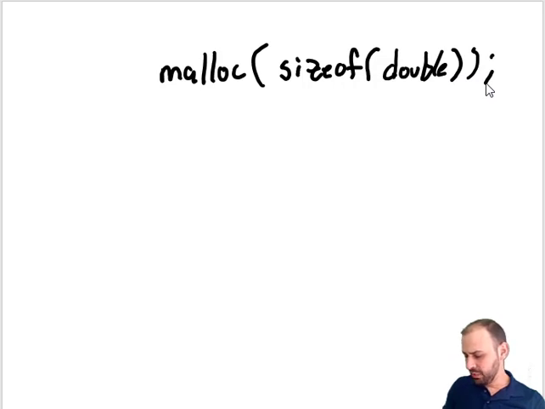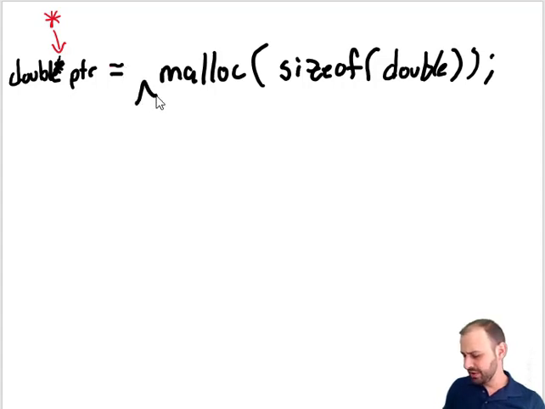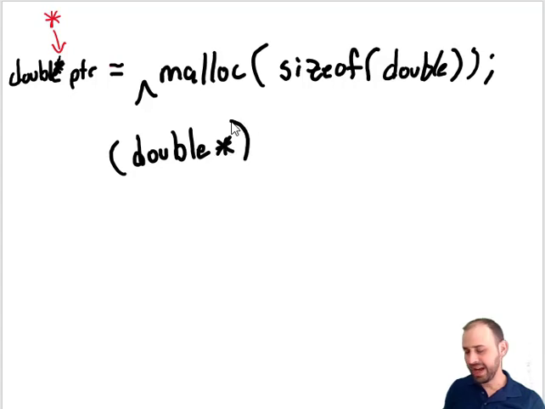And I'm going to get a pointer. I'm going to store it as a double pointer, so I should include the star here. Don't forget the asterisk to make it a pointer. Malloc is going to return a pointer, right? We should also include here the fact that we are going to typecast that to a double pointer.